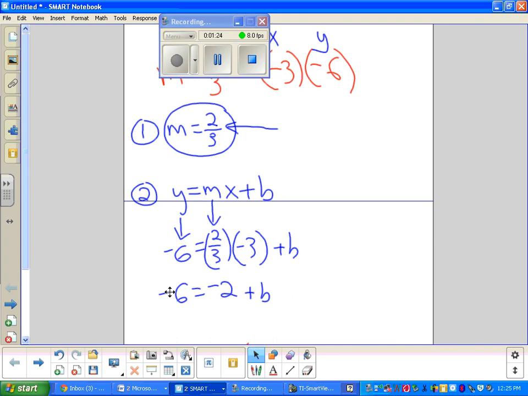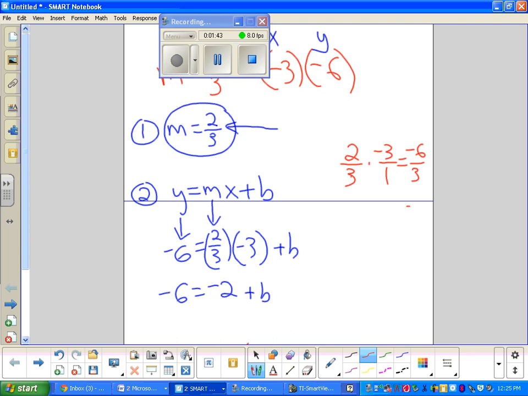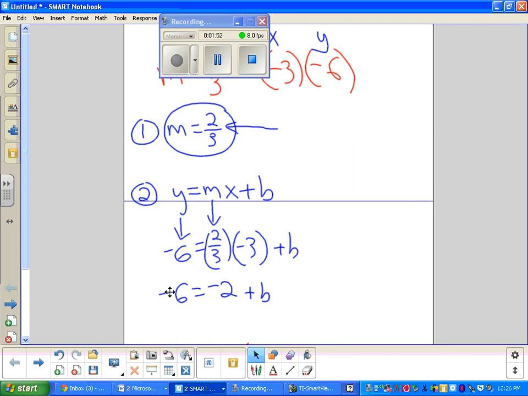If you don't have a calculator handy, and you want to multiply 2/3 times -3, it would look like this. -3 is really over 1. So it'll be 2/3 times -3 over 1. 2 times -3 is -6. 3 times 1 is 3. -6 divided by 3 is -2. It doesn't really matter which way you do it. But that's both ways right there.